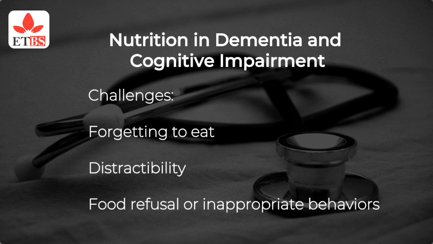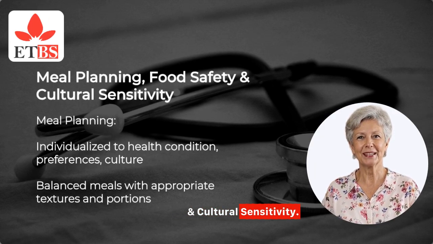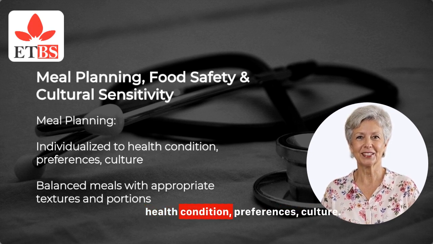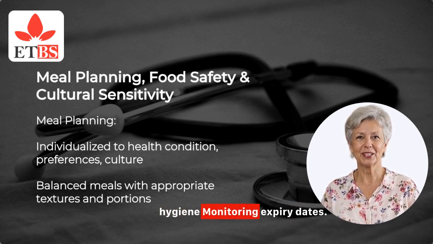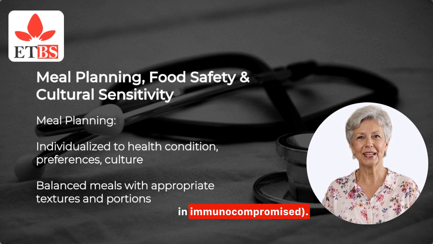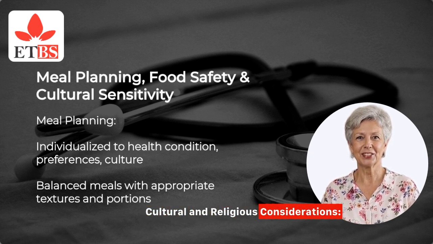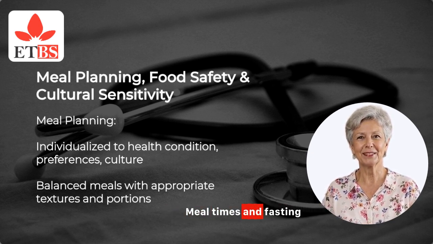food refusal or inappropriate behaviors. Interventions: supervised mealtimes, hand-over-hand feeding, simplified familiar meals, bright-colored plates to increase food intake. Meal planning, food safety, and cultural sensitivity. Meal planning is individualized to health condition, preferences, and culture, with balanced meals with appropriate textures and portions. Food safety: importance of hygiene, monitoring expiry dates, avoiding foodborne illness, especially in the immunocompromised. Cultural and religious considerations: vegetarian, halal, kosher, etc., meal times and fasting practices.